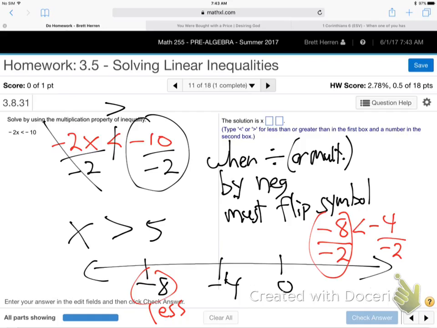Positive, and 8 divided by 2 is positive 4, regular 4. Don't turn the symbol. Now 2 negatives make a positive, 4 divided by 2. See what it says now? That's not true. 4 is not less than 2. I did the same thing to both sides, but it was a negative.